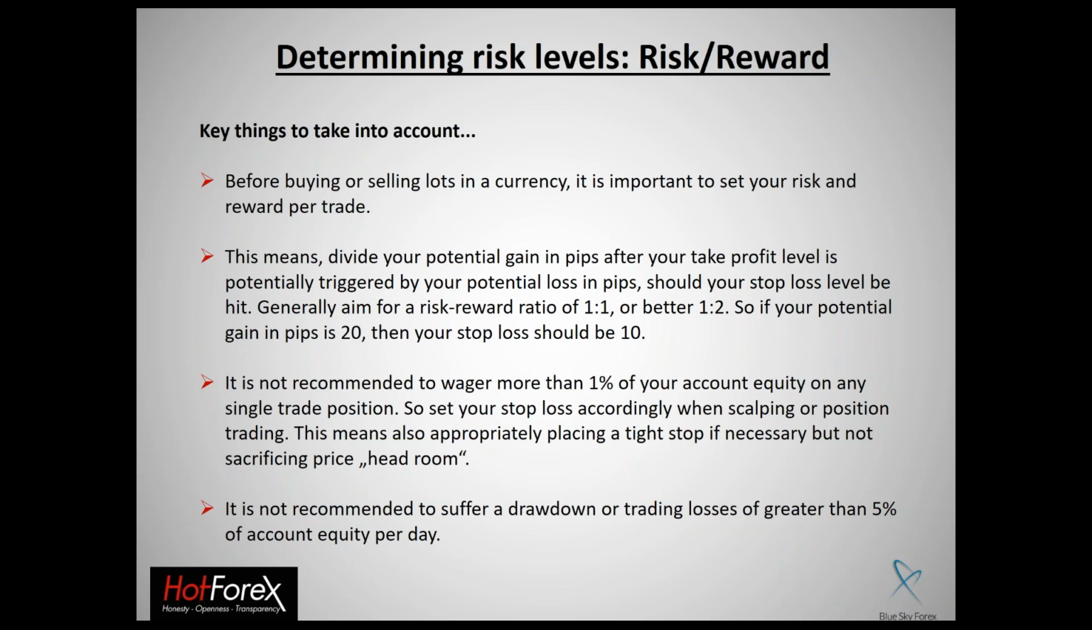The risk-reward ratio that you generally should aim for would be 1:1 or better, 1:2. In a risk-reward ratio, the first number is risk, meaning stop loss, and the second number is the reward, meaning your take profit. Ideally, your take profit would be twice the amount of your stop loss in pips. For example, if your potential gain in pips is 20, meaning your take profit, then your stop loss would be 10, meaning your potential loss.